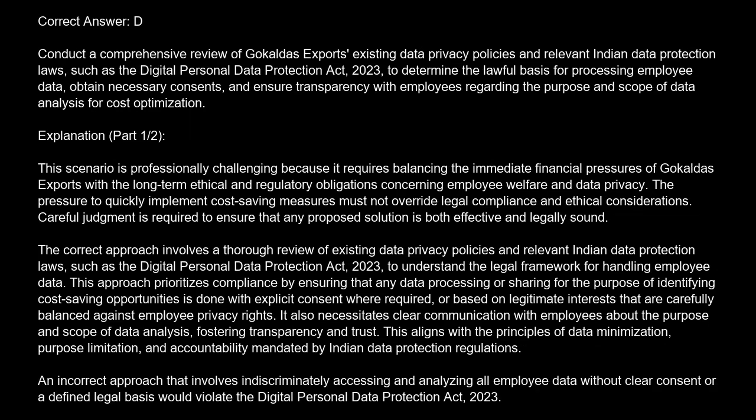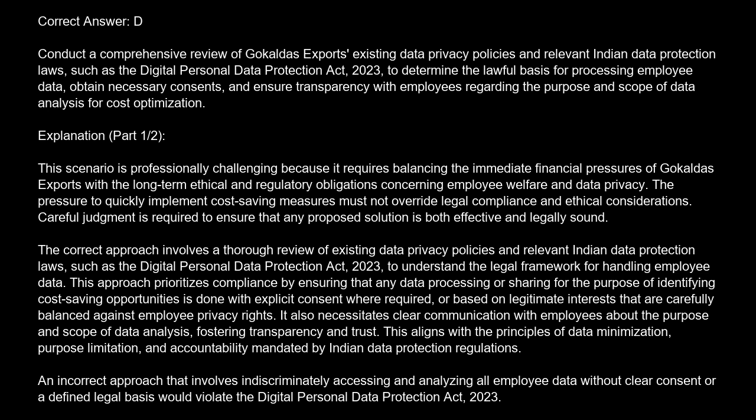The correct answer is D. Conduct a comprehensive review of Gokaldas Exports' existing data privacy policies and relevant Indian data protection laws, such as the Digital Personal Data Protection Act, 2023, to determine the lawful basis for processing employee data, obtain necessary consents, and ensure transparency with employees regarding the purpose and scope of data analysis for cost optimization.